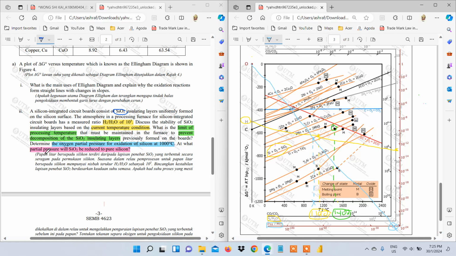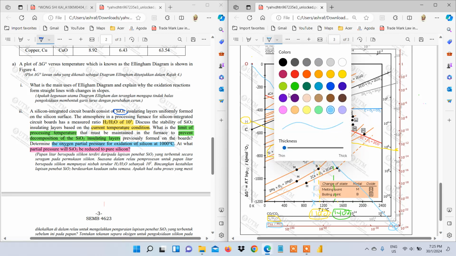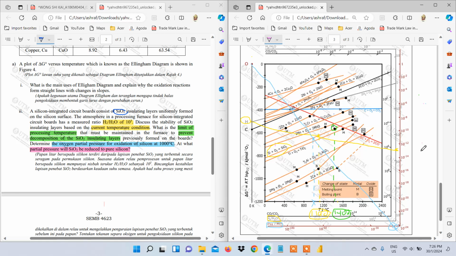And then the last question for A2, which is the pink color. Is it pink? Yeah, right? And then, at what partial pressure will silicon oxide be reduced to pure silicon? Which is this one. Silicon oxide will be reduced at the silicon line.